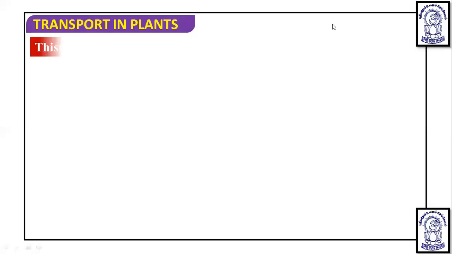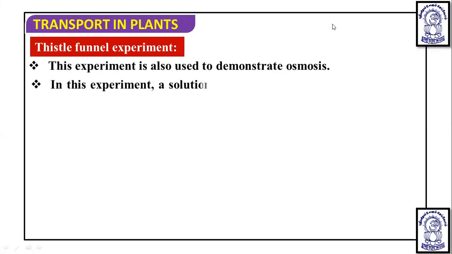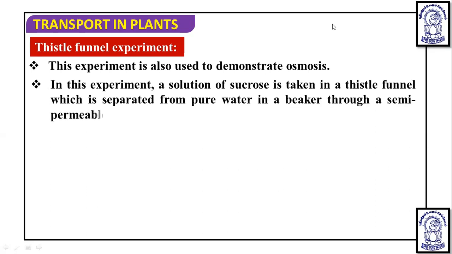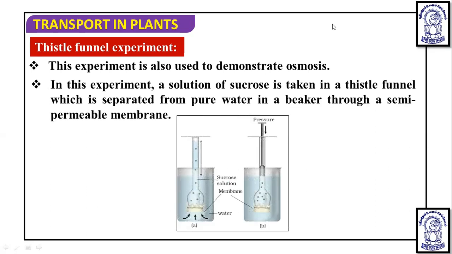Now let's discuss another experiment, the thistle funnel experiment. This experiment also demonstrates osmosis. In this experiment, a sucrose solution is taken in a thistle funnel, which is separated from pure water in a beaker by a semi-permeable membrane. So this is the beaker, and this has the sugar or sucrose solution, and this is the water. Now water intake will occur.